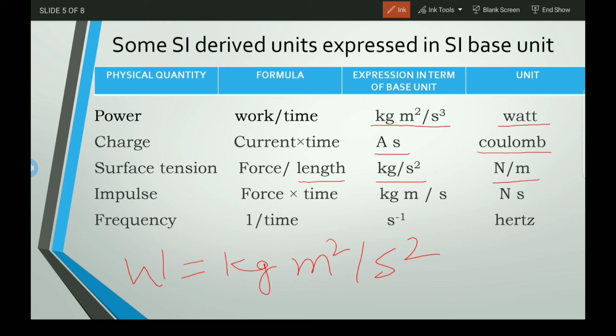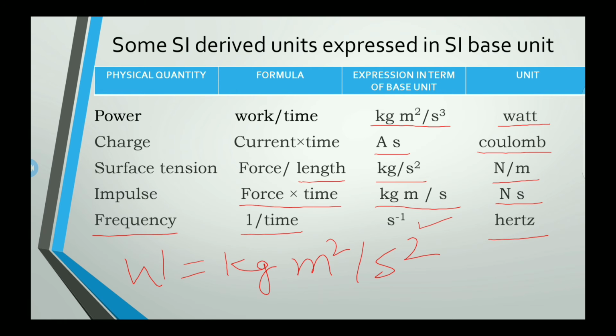Next quantity is impulse. The formula is force into time, and when force is multiplied by time, its unit becomes kg meter per second and the other unit becomes newton second. Next quantity is frequency. Frequency is the reciprocal of time period and the unit for time is second. So the unit of frequency is second inverse and the other unit is hertz.